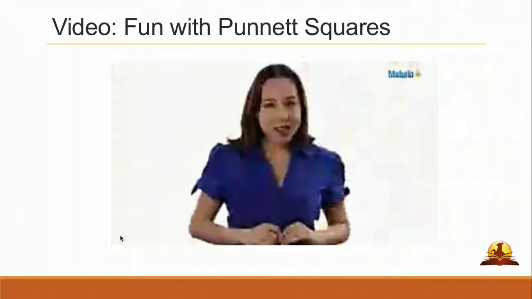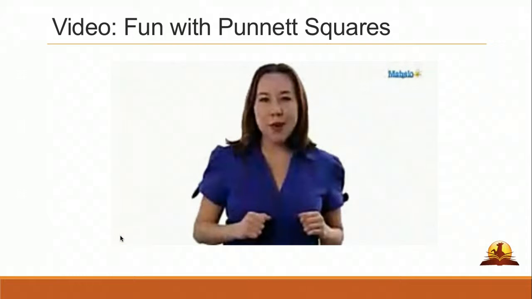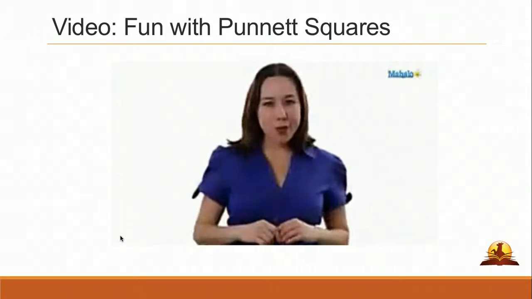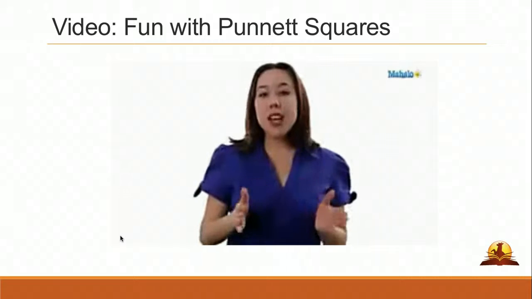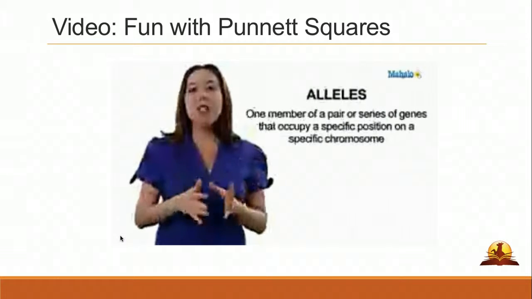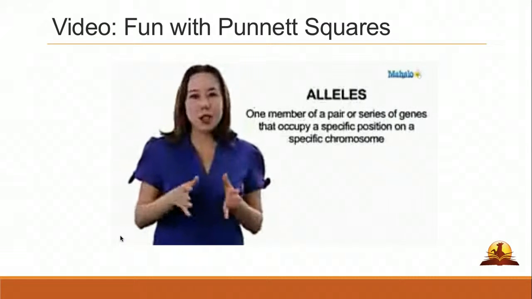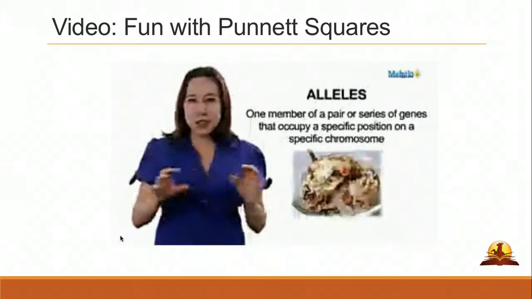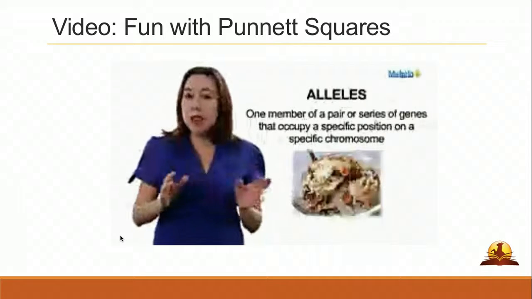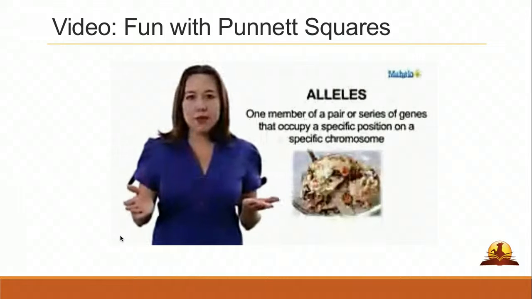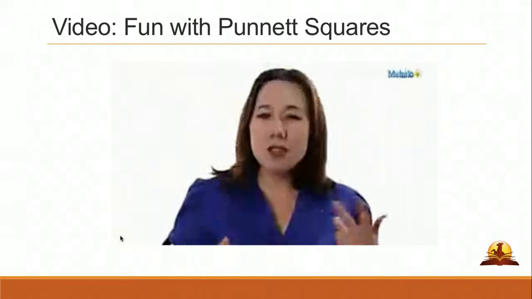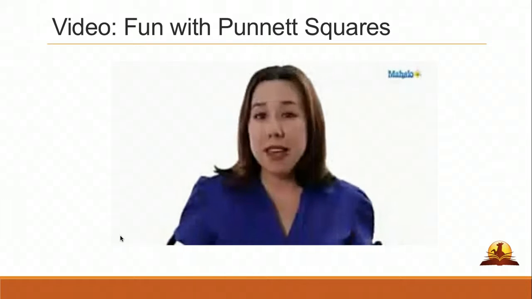Now, before we jump into our Punnett square problems, let's set down some ground rules. First, we're going to talk about alleles. Alleles are like different flavors of genes. So, go into the ice cream shop. There's 31 flavors of ice cream. Even though they're all different flavors, they're all still ice cream, right? Alleles are those different flavors of genes that you have available to you.